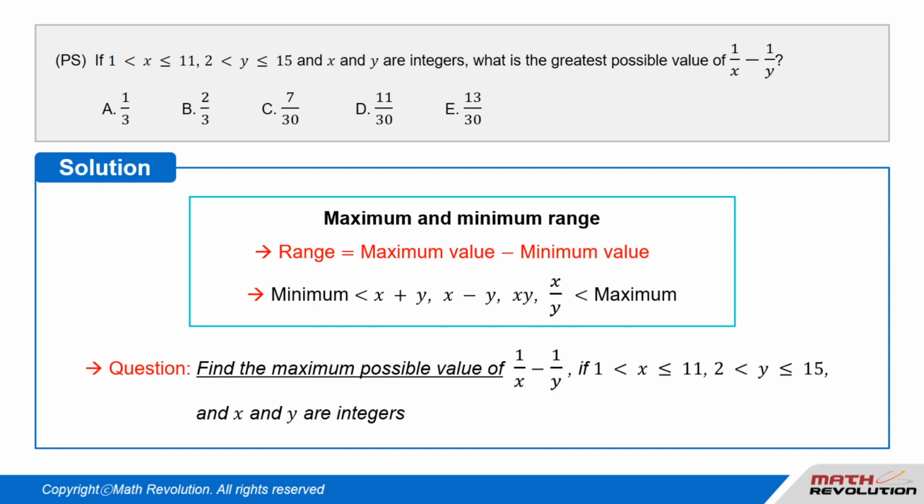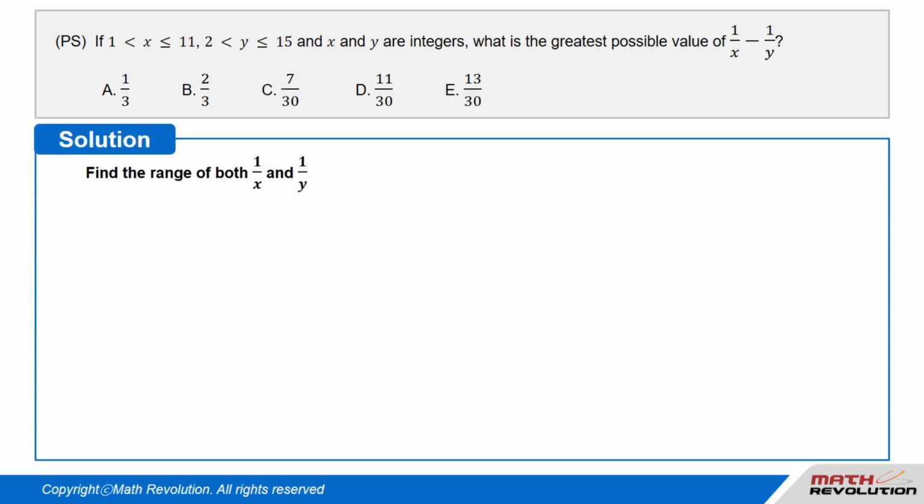If 1 is smaller than x, which is smaller or equal to 11, 2 is smaller than y, which is smaller or equal to 15, and x and y are integers. Let us find the range of both 1 over x and 1 over y. This is an approximately 45-level question, so remember the solving process.